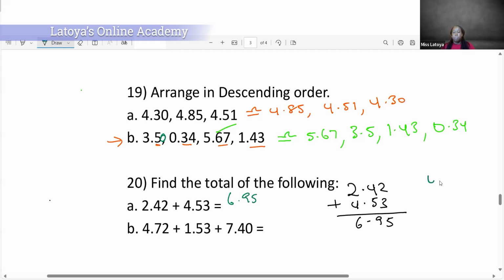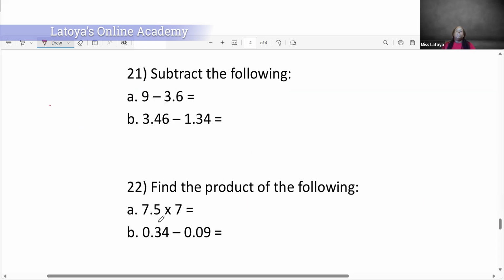Then the next one, make sure your decimal points are lining up. We're getting 16, 12, and 1 is 13. So our answer for the second one is 13.65.